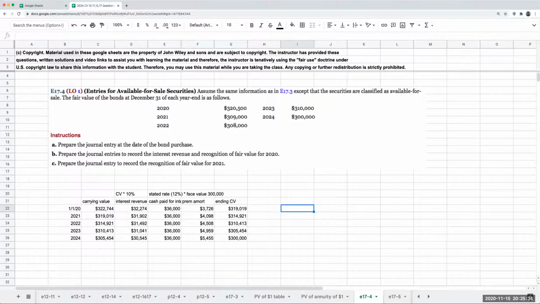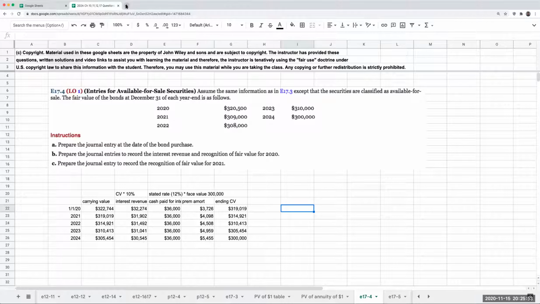Okay, everybody, and welcome to exercise 17-4. So this is assuming the same information in 17.3, which we just went through, except that the securities are classified as available for sale. The fair value of the bonds as of each year end is as follows.